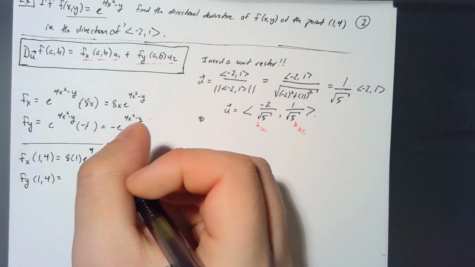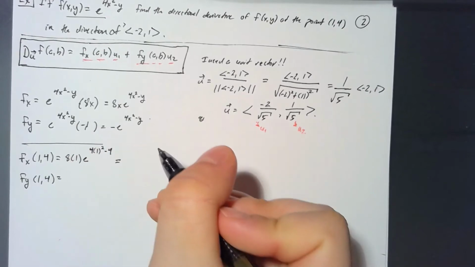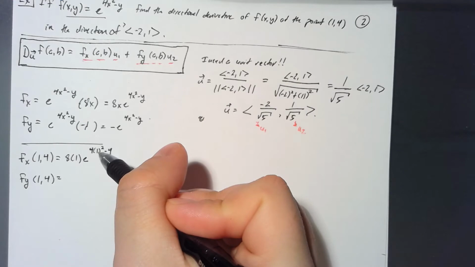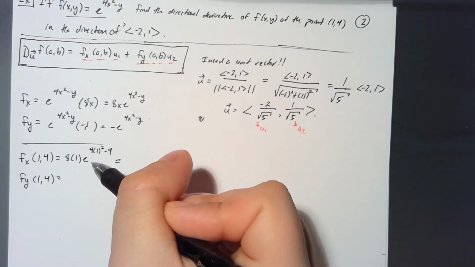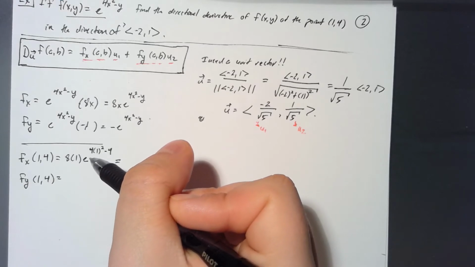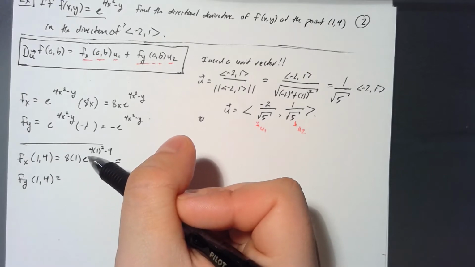For 1 squared minus 4. So when you go through that, what do you get? Well, 1 squared is 1, so 4 times 1 is 4, 4 minus 4 is 0, e to the 0 is 1, so I'm going to have 8 times 1, which is going to be 8.